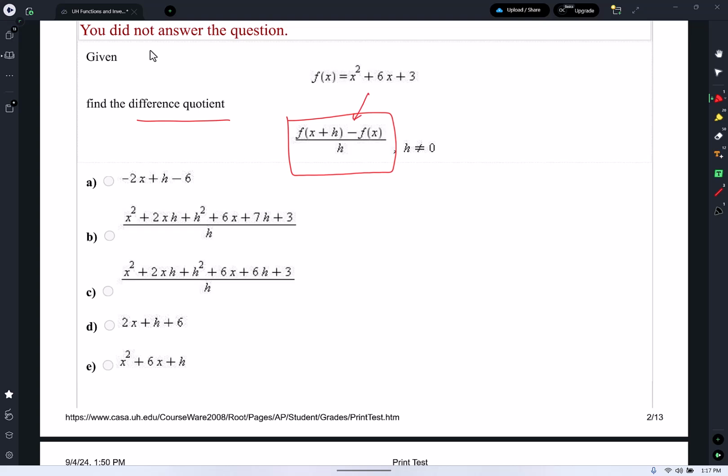Cool or not cool? f of x is this guy. I do not have f of x plus h. So I'm just going to come over here, and I'm going to write f of x plus h equals, and wherever you have an x, you're going to write x plus h. Parenthesis, x plus h, close it, squared, plus 6, parenthesis, x plus h, close it, plus 3.